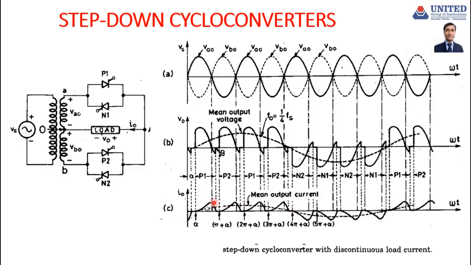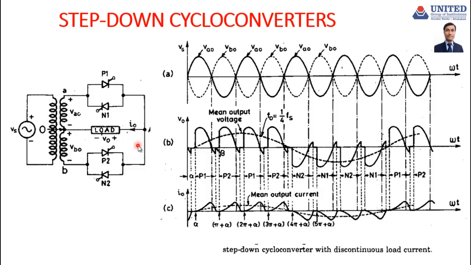After 4 positive half cycles of load voltage and load current, thyristor N2 is fired at 4 pi plus alpha when O is positive with respect to B. As this N2 is forward biased, it starts conducting, but the load current direction will be reversed. That is, it is now from O to capital A.